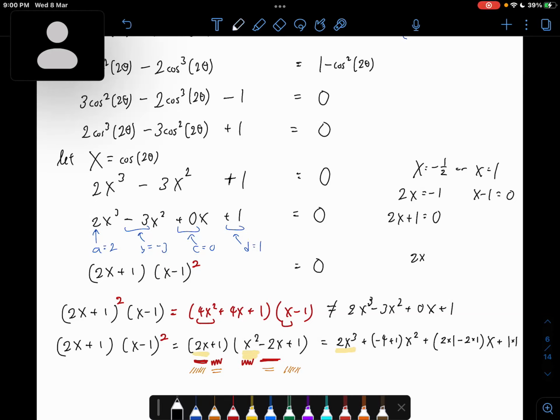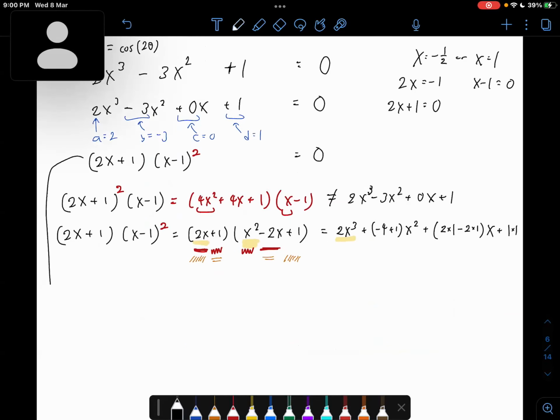You need me to recap with you long division? No, it's okay. Okay, good. Then we move on. So anyway, solving, we get what? x equals negative half or x equals 1 twice. Are we done? Solve for capital X. Was that the question? No, must solve for dA by d theta.